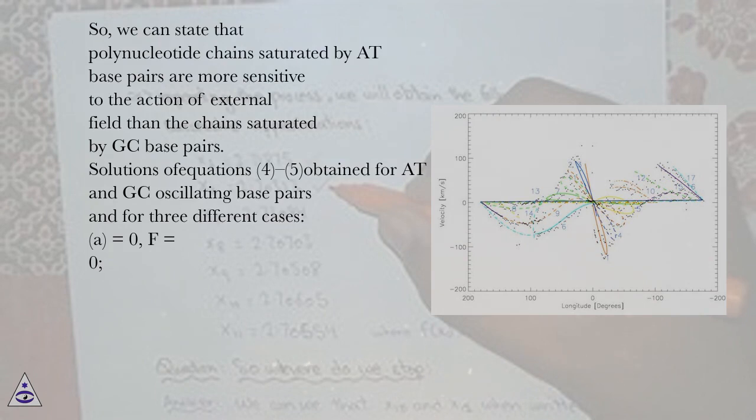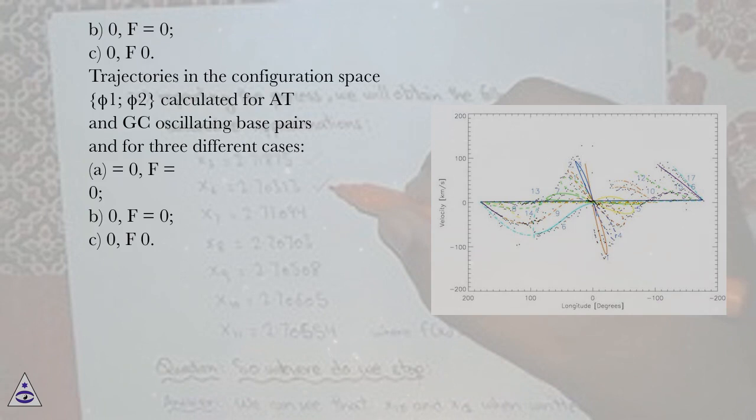Solutions of equations 4-5 obtained for AT and GC oscillating base pairs and for 3 different cases: A, a equals 0, F equals 0; B, a not 0, F equals 0; C, a not 0, F not 0.